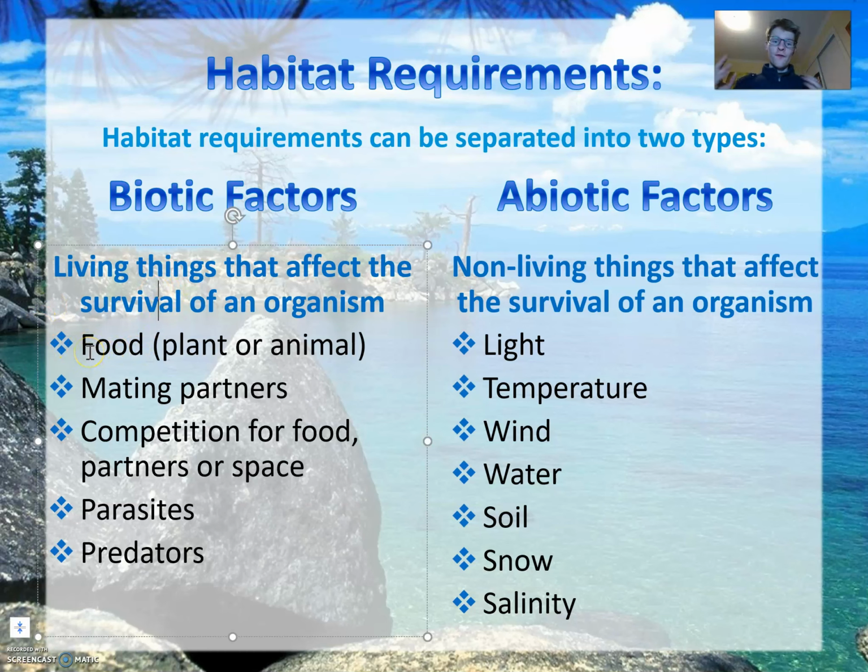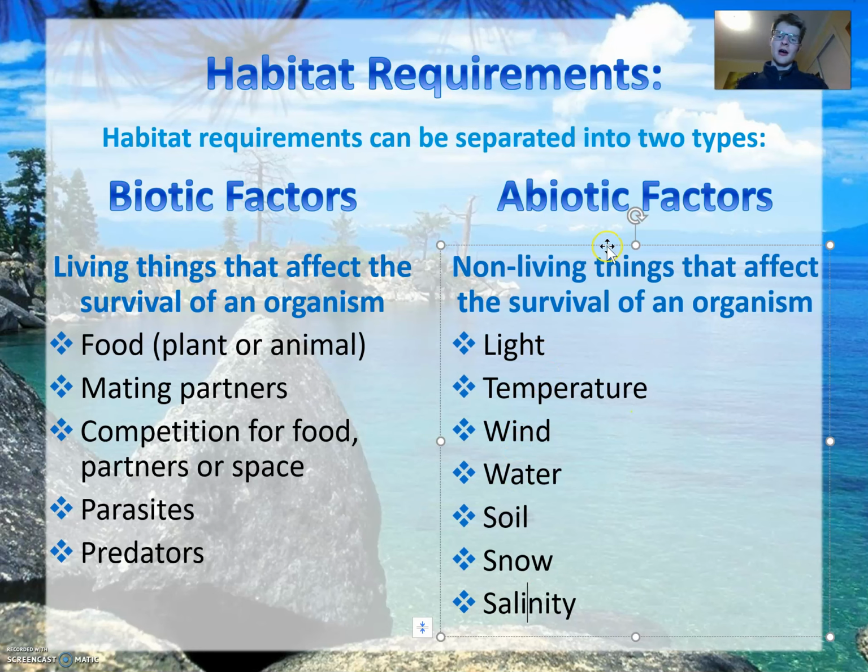So, for example, food. The presence of food is something that will affect your survival. The presence of mating partners, the competition for food, parasites and predators. They're all living factors that affect the survival of an organism. Abiotic factors are non-living things, such as light, temperature, wind, water, soil, snow, salinity. So these are two very important terms to know.